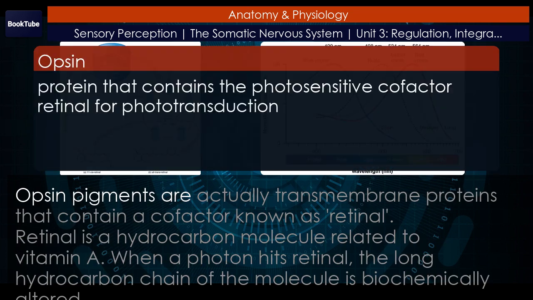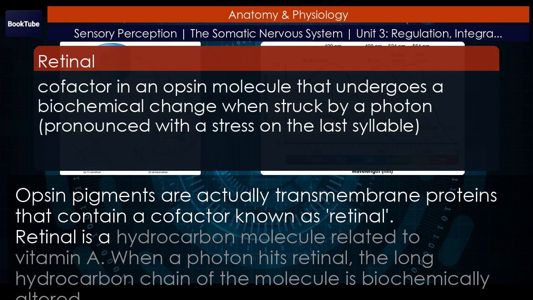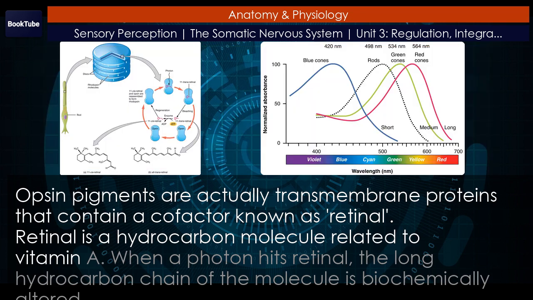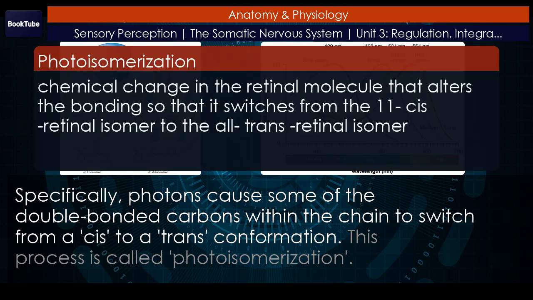Opsin pigments are actually transmembrane proteins that contain a cofactor known as retinal. Retinal is a hydrocarbon molecule related to vitamin A. When a photon hits retinal, the long hydrocarbon chain of the molecule is biochemically altered. Specifically, photons cause some of the double-bonded carbons within the chain to switch from a cis to a trans conformation. This process is called photoisomerization.